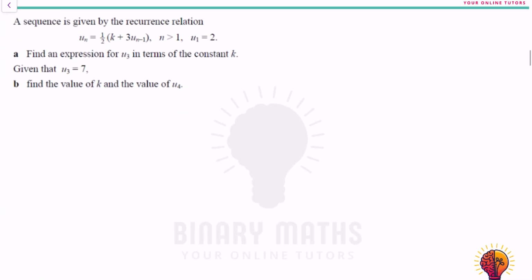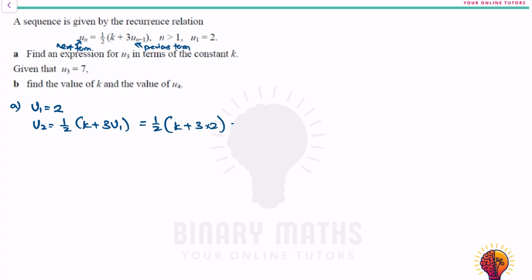Next question. A sequence is given by the recurrence relation un, which is the next term, is equal to half times k plus 3 times the previous term, where n is greater than 1, u1 is equal to 2. Find an expression for u3 in terms of the constant k. So if I want to find u2, it's half times k plus 3 times u1, which is equal to half times k plus 3 times 2, which is equal to half times k plus 6, which is equal to half k plus 3.